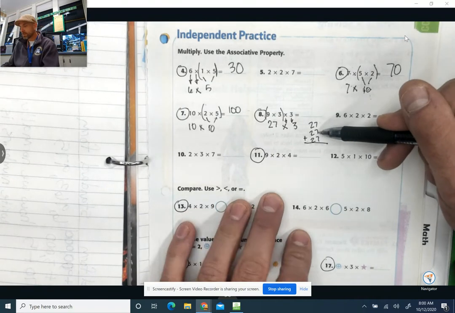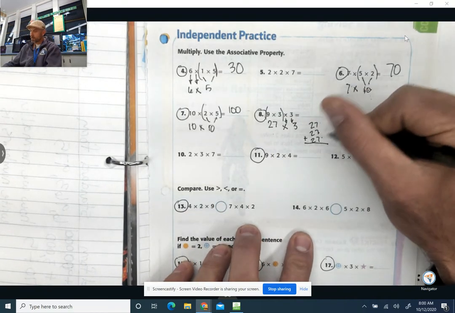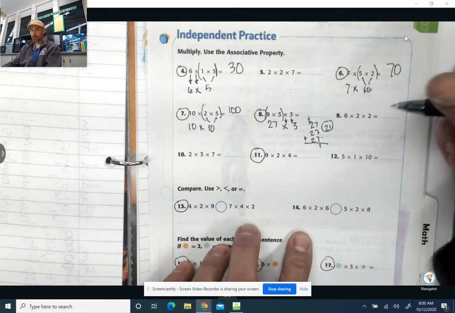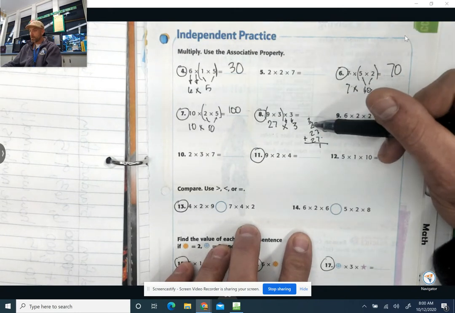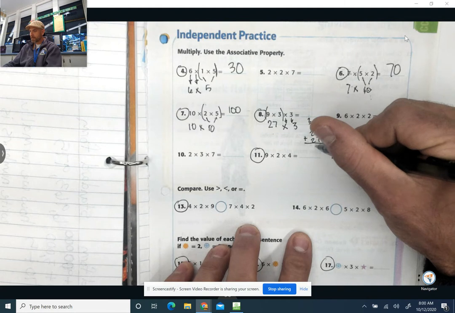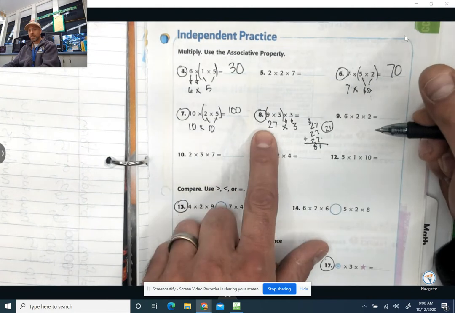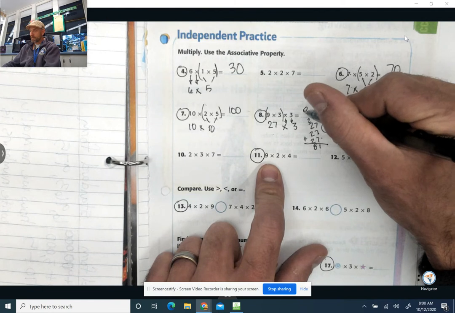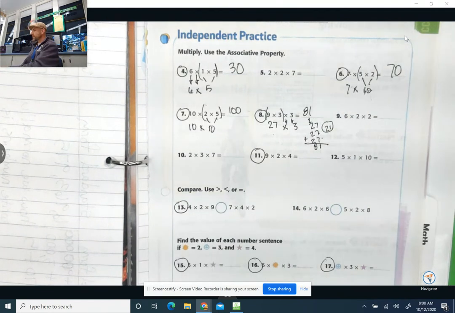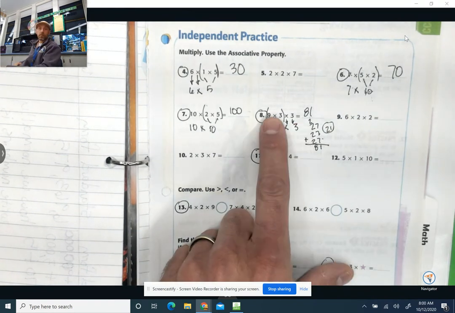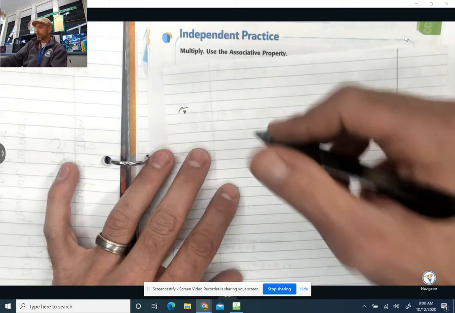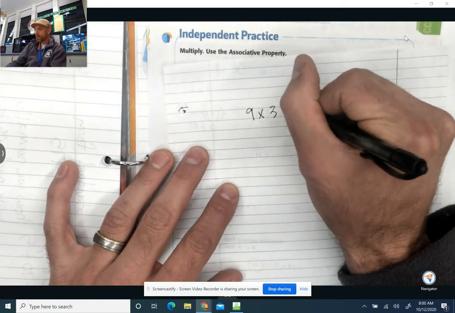7 plus 7 is 14. Plus 7 more is 21. Double-digit number. Put down my 1. Carry my 2. Now I have 2, 4, 6, and 8. 27 times 3 is 81. Now, what if I grouped the other two numbers? What if I group the 3 and the 3 together? I'd have ended up with a much more friendly fact.